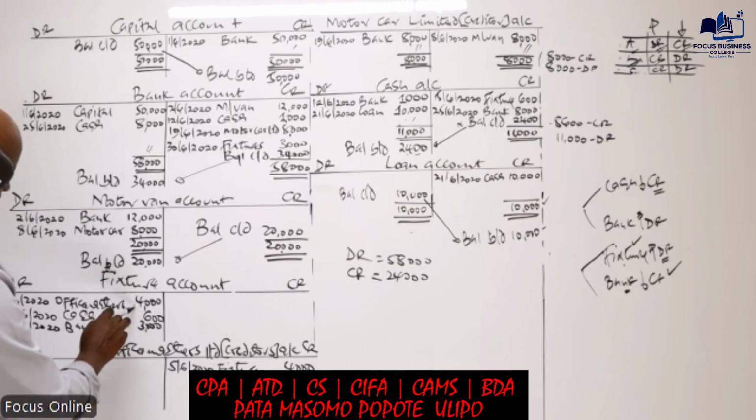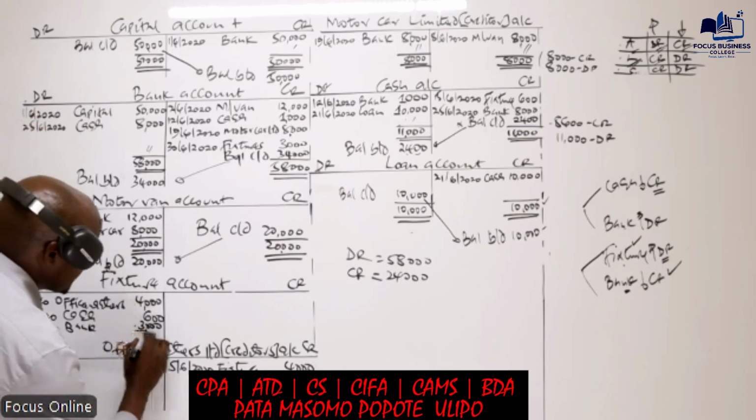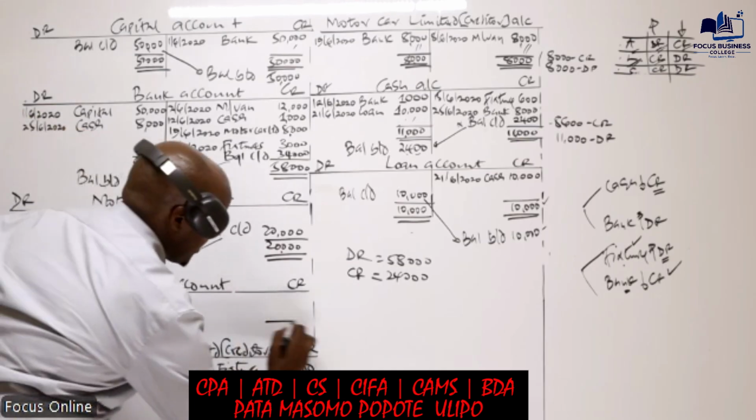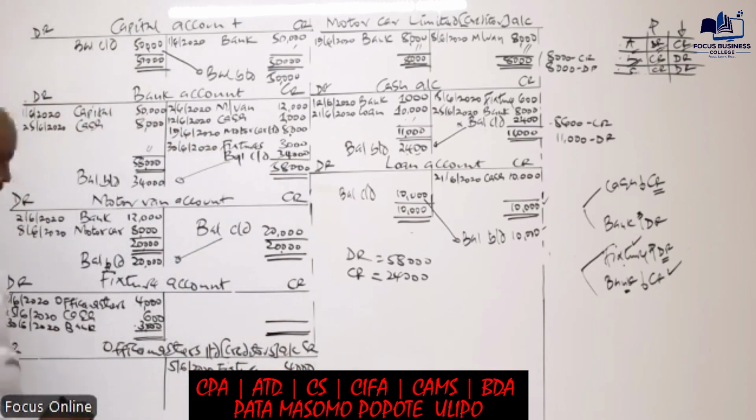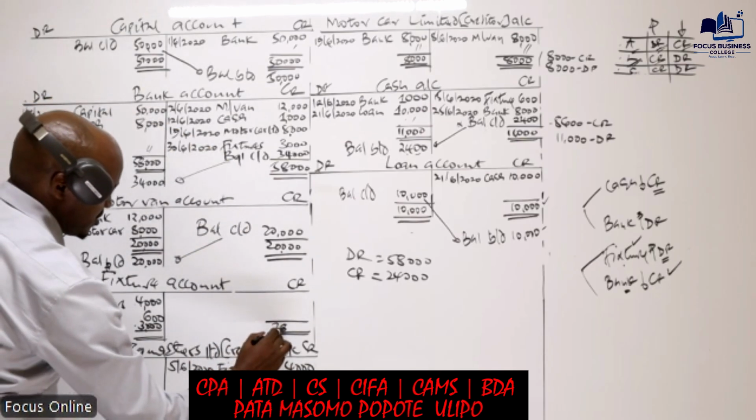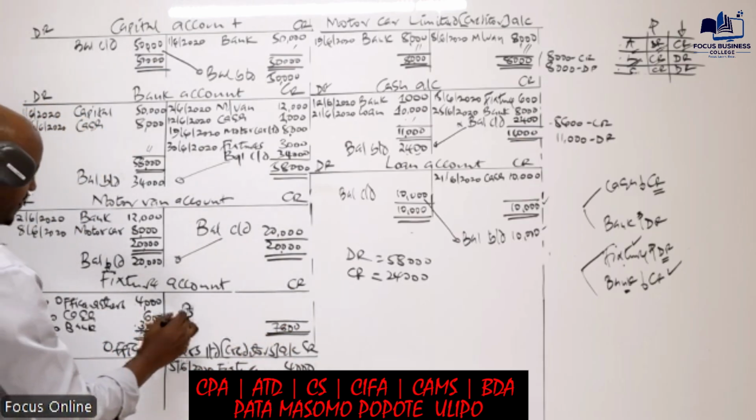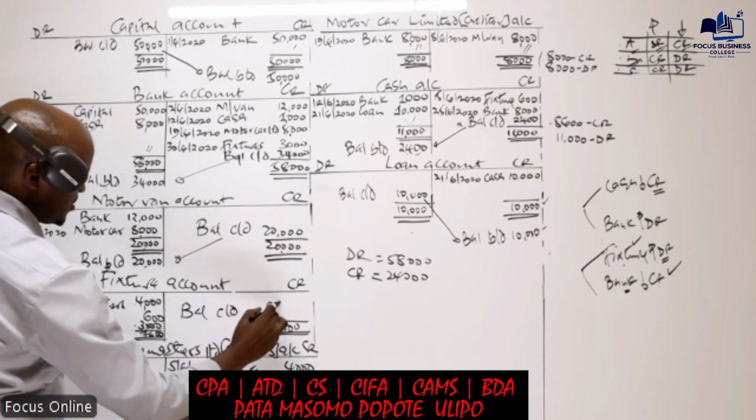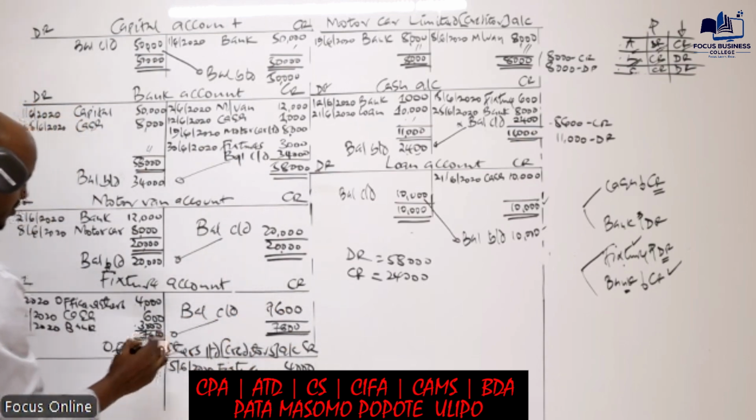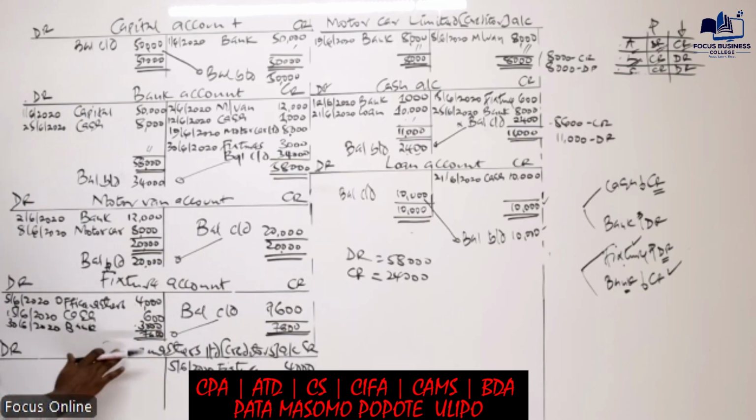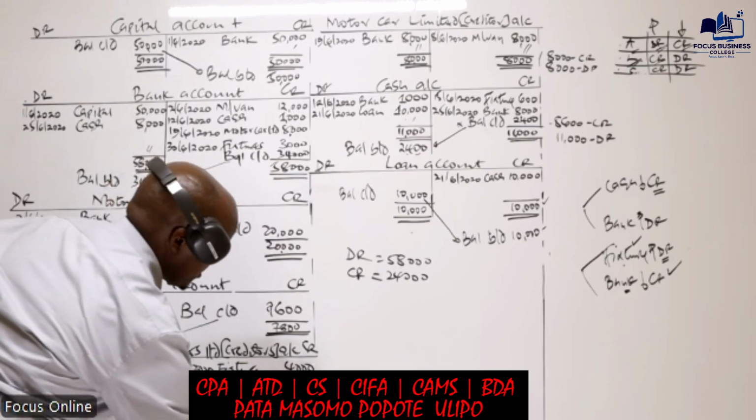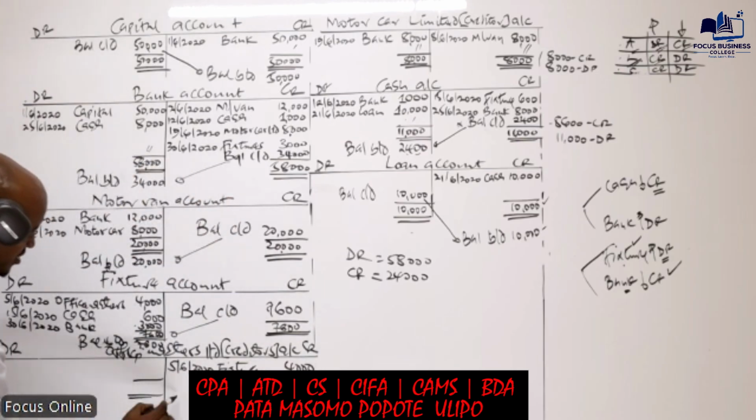This total will give us 7,600, sorry, 7,600. And the total on the credit is 0. So here we will have 7,600. We have balance carried down 7,600. We bring it down on the direct opposite side. So we will have balance brought down of 7,600. And finally, this account, 4,000 on that side, 0 on this side.